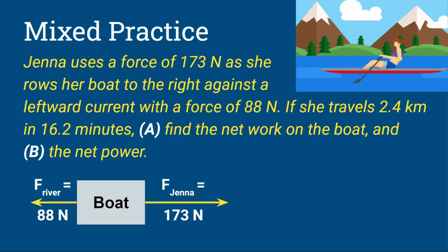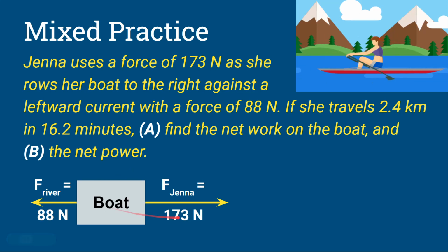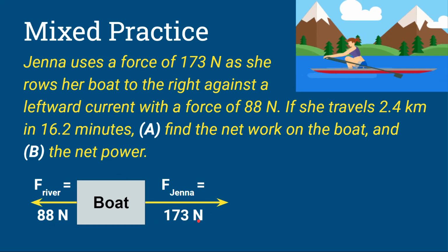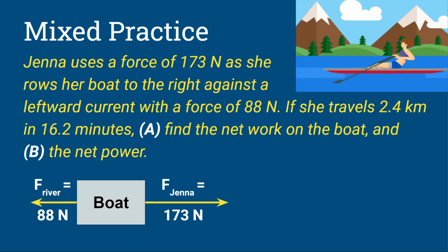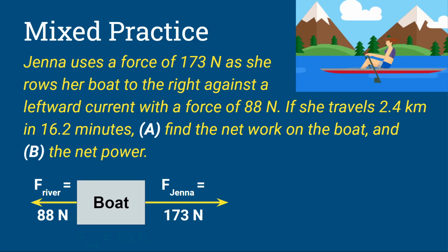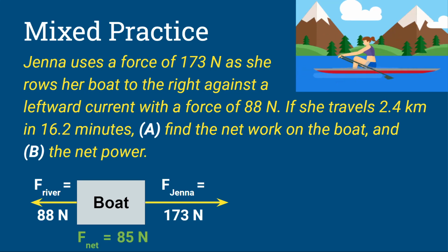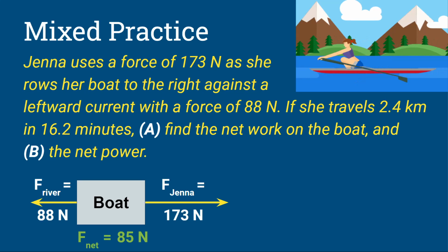So that's obviously faster. So looking at these two values, again, my net force is the sum of my forces, keeping in mind that forces are vectors. So when I add them, it's 173 plus negative 88, meaning I am subtracting, which gives me a net force of 85 newtons to the right.